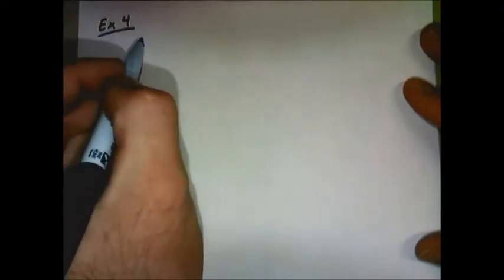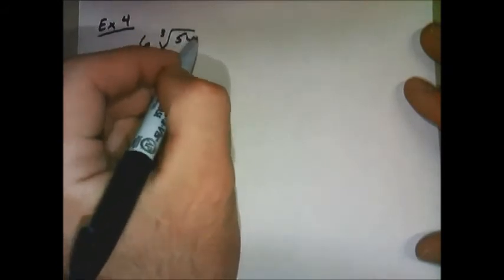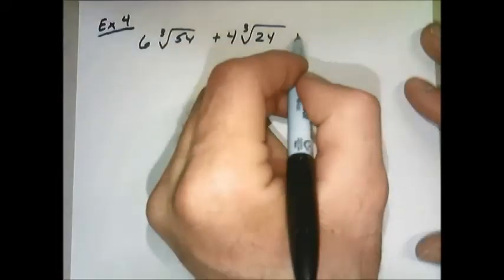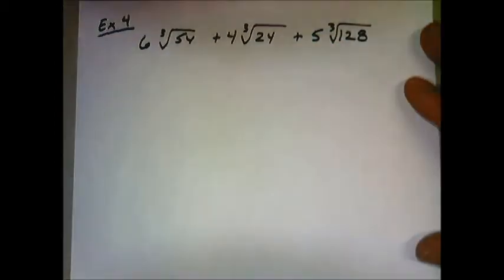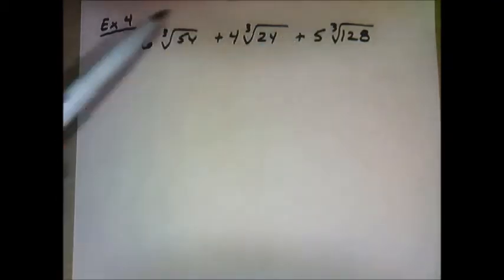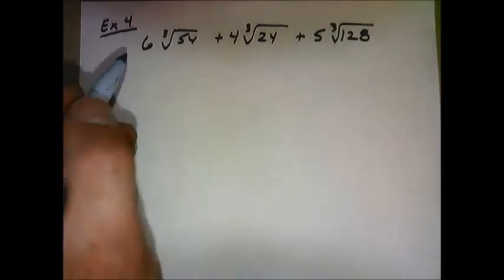Now let's go ahead and look at a little more complicated example in example 4. Let's take 6 third roots of 54 plus 4 third roots of 24 and add to that 5 third roots of 128. Notice my indices are again the same. They're all 3, but my radicands are different. So what I need to do is go ahead and simplify these radicands if possible.